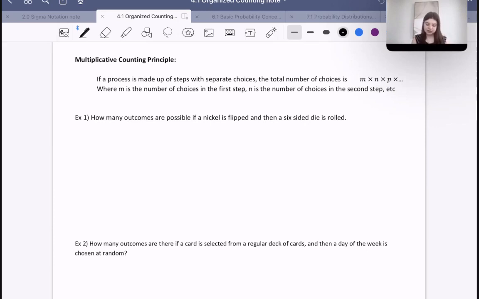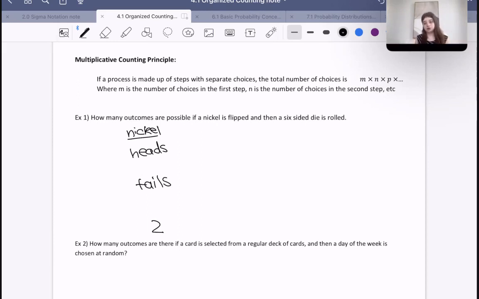The first example says: how many outcomes are possible if a nickel is flipped and then a six-sided die is rolled? Okay, so let's think about that. Well, what are the two things that could happen if a nickel is flipped? We either get heads or tails. So for the nickel, it's either heads or tails. That's two possibilities, right? We either get heads or we get tails.